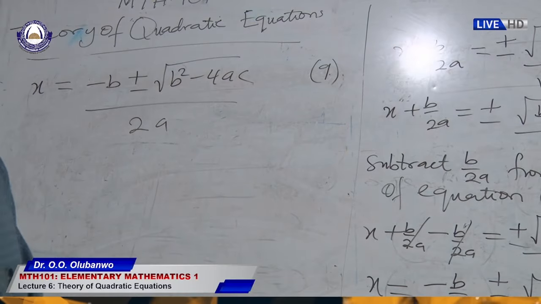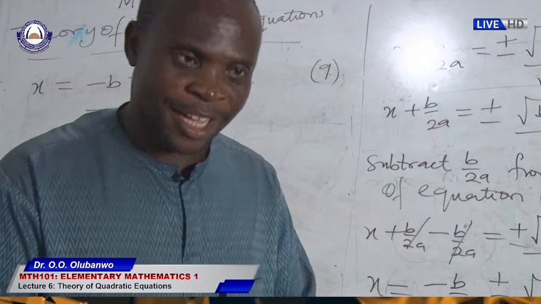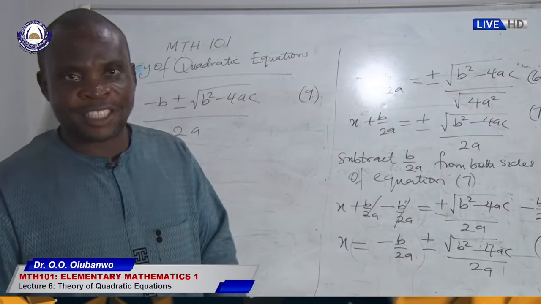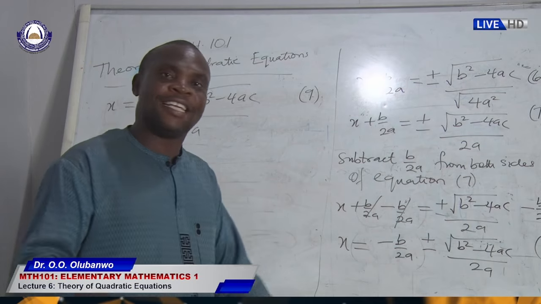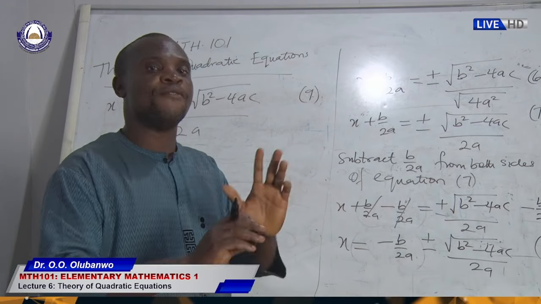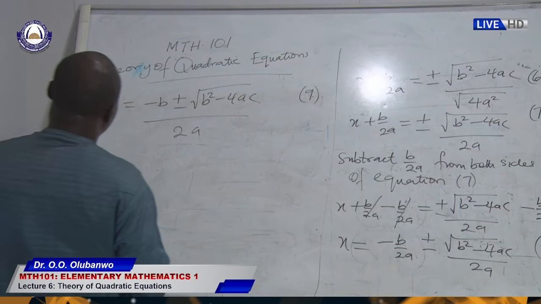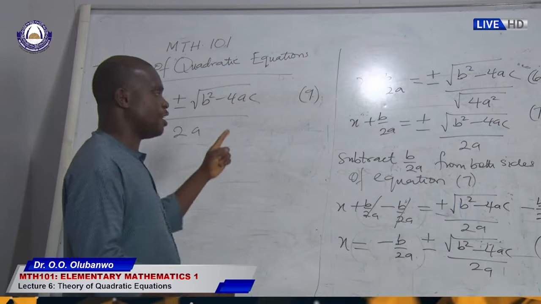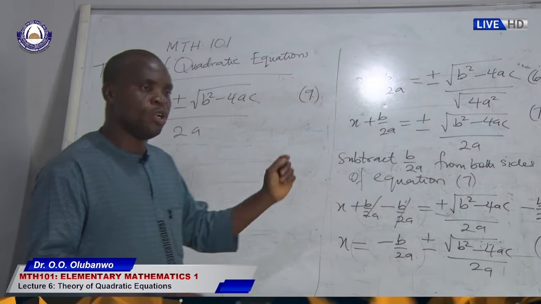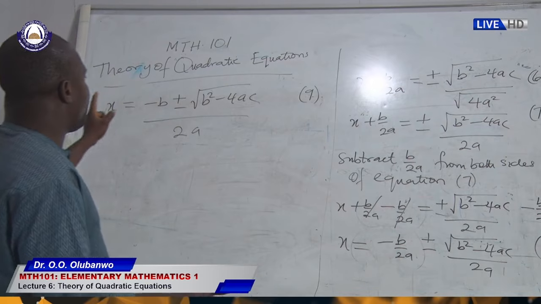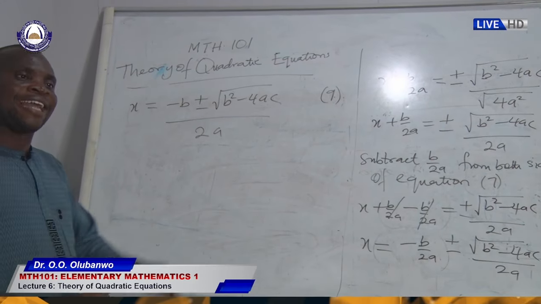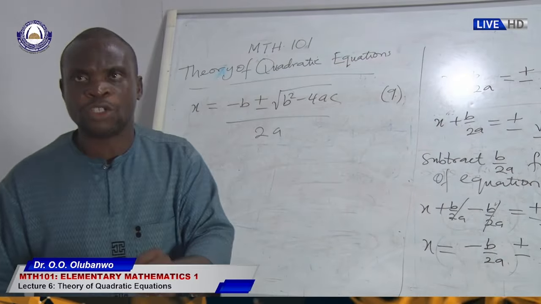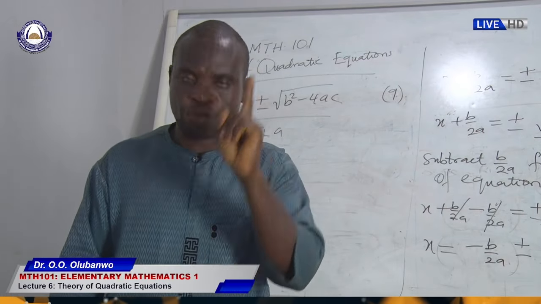Now, the result we have in equation 9 is what we call the almighty formula or quadratic formula. In our secondary school days, we always called it the almighty formula, but mathematically it is called the quadratic formula. So we have it as x equals minus b plus or minus square root of b squared minus 4ac over 2a. Indirectly, we have two solutions for x because at the beginning, I said if you are solving a quadratic equation, you are going to have two different solutions.